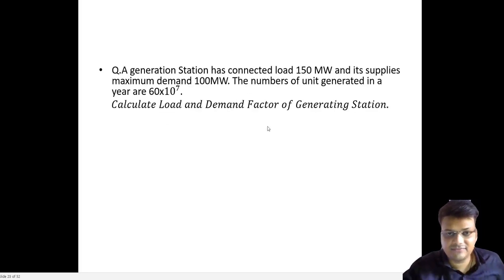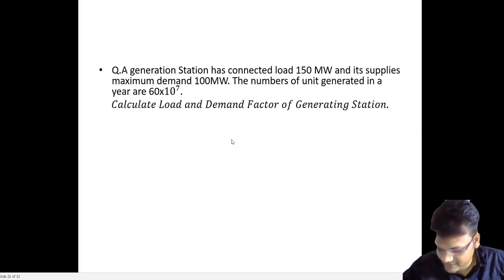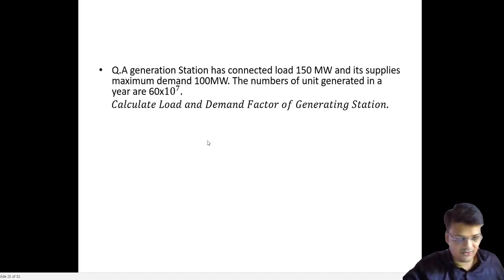So here, what is the value? The units generated are given as 60 into 10 to the power 7, divided by 8760. We get the average load, and upon the maximum demand, which is mentioned as 100 megawatt, divided by 100, we will simply get the answer. What is the answer? You can check by yourself. It is 60 into 10 to the power 7 divided by 100 into, if it is given in megawatt, 8760.